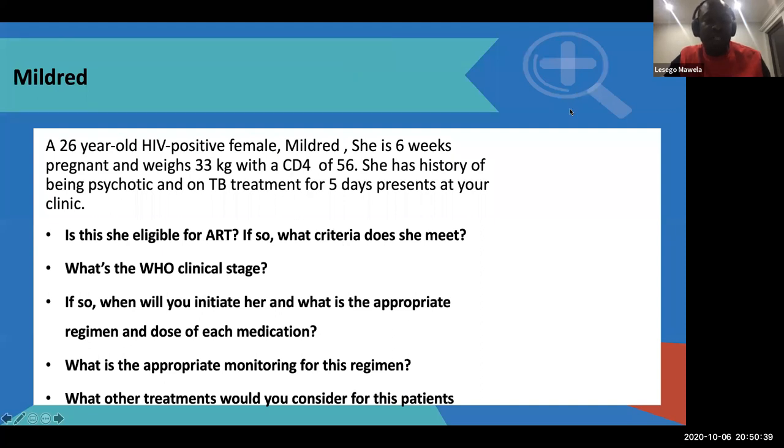So Mildred is a 26-year-old HIV-positive female. She is 6 weeks pregnant and weighs 33 kgs with a CD4 count of 56. She has a history of being psychotic and she's on TB treatment for 5 days and she presents to you, right? So just think about the case before you start typing. But if you get a chance to type in, let's start with the first question there.